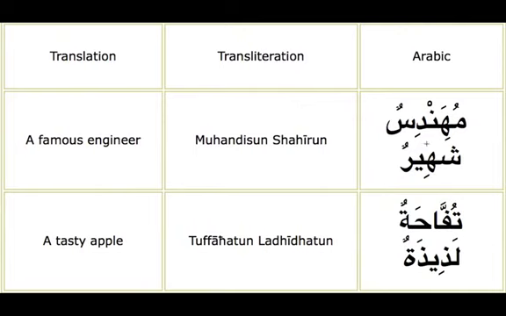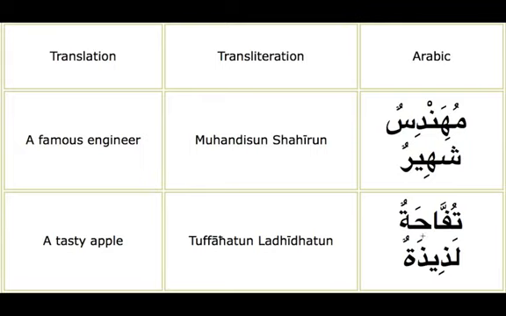If you see muhandisun shahirun, this is not a sentence because we have two nouns with indefinite vowel signs. So we have to understand what this is. We know mubtada is definite, but you have an indefinite here, so it's not mubtada. So we're saying engineer famous, but when we translate it is famous engineer.